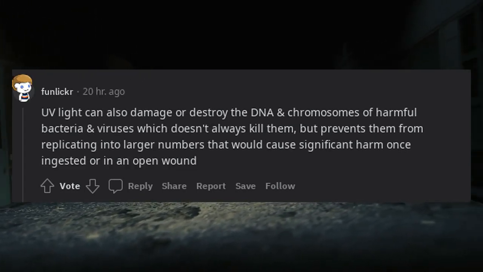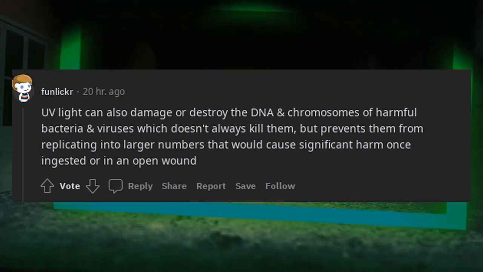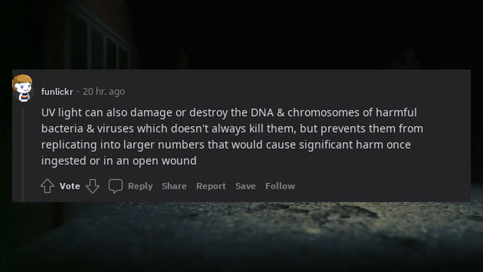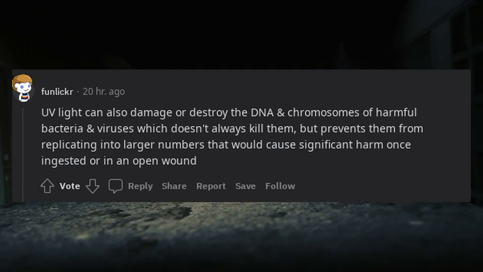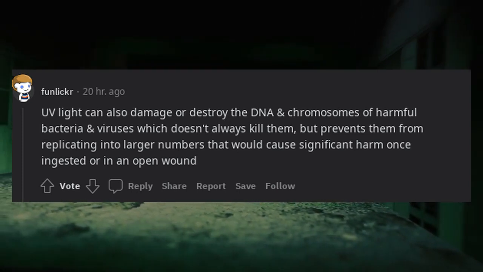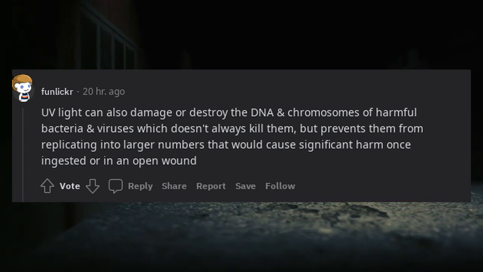UV light can also damage or destroy the DNA chromosomes of harmful bacteria and viruses, which doesn't always kill them, but prevents them from replicating into larger numbers that would cause significant harm once ingested or in an open wound.